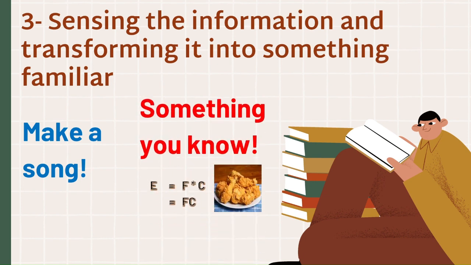You can also transfer the information into something you know. For example, E equals F multiply C, FC, fried chicken, for example. Okay, you can use this technique if you want. You can also draw if you like to draw something. You can draw a picture and try to transfer this information into a drawing, right? So this technique is very useful.